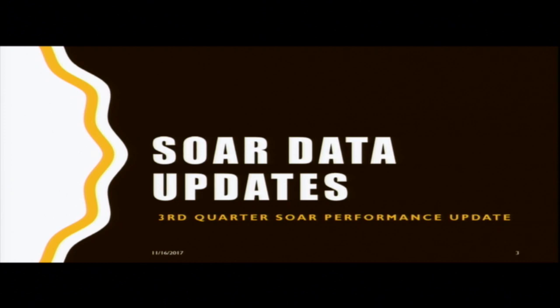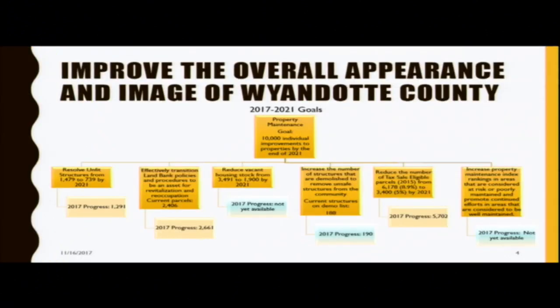So here's our updates. Back in January, we presented these metrics to you for the first time, this flow chart. And we do have some numbers to present to you for the first time tonight on our progress for 2017. As you can see, we've been working to resolve unfit structures, and we have brought that number down by almost 200 through our work. Now, there's a variety of reasons that happened we can explain to you, but it is one of our goals to have fewer unfit structures in the community.